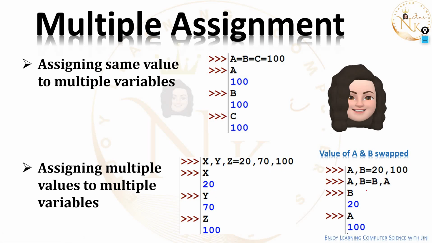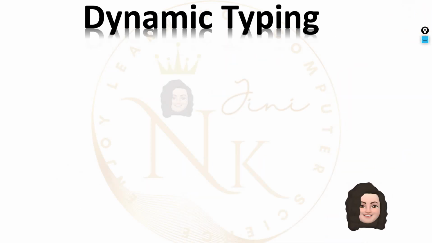So here the value of b is 100. What is the value of a? 20. Now I just changed. Now when I print, what is the value of a now? It is 100. What is the value of b? 20. It is swapped. So swapping is very simple in Python.